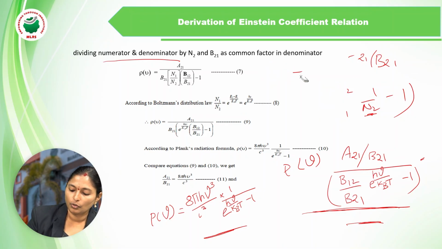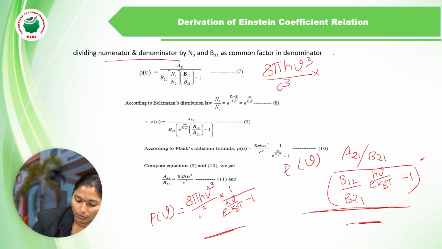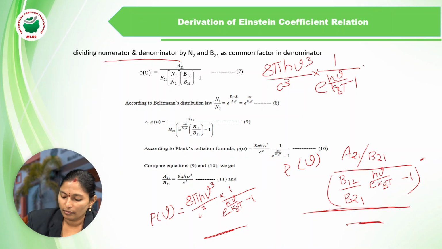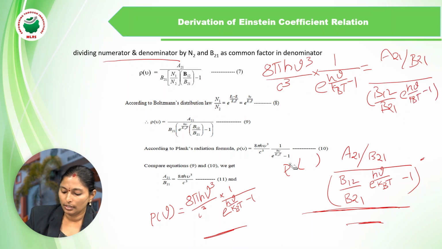So, how is it going to become? First we will write the Planck's energy density: 8 pi h nu cube by c cube into 1 by e power h nu by kBT minus 1. This is Planck. And what about ours? That is h nu rho nu equal to A21 by B21 divided by B12 by B21 e power h nu by kBT minus 1. Okay, this is ours.